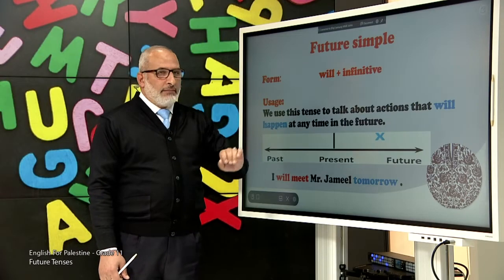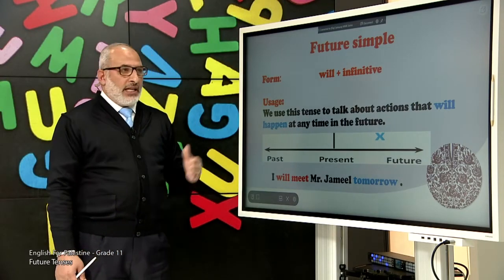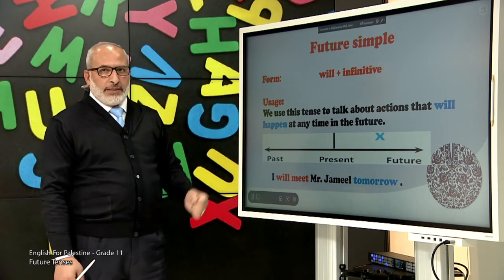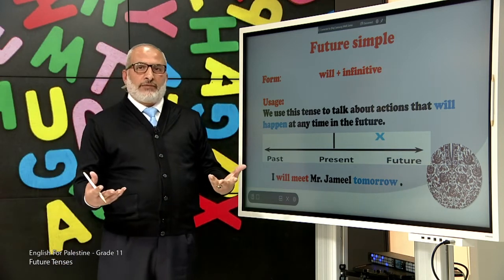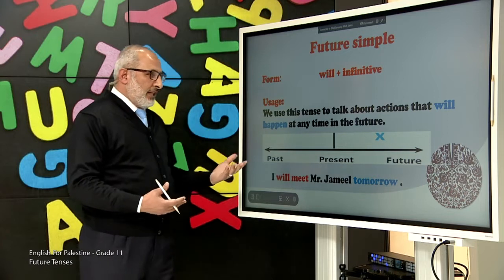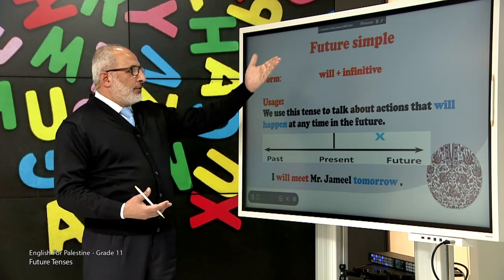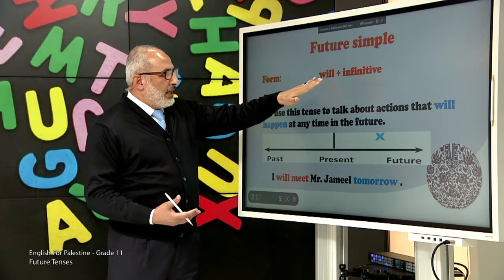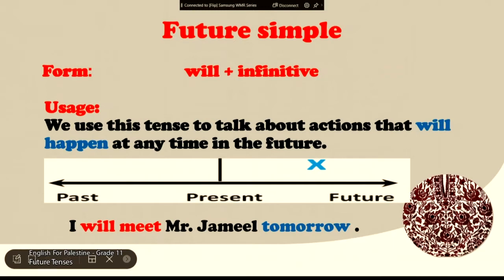Let's start with them one at a time. Let's start with future simple. What is the form of future simple? It's really very easy. The form of future simple is will plus the infinitive form of the verb.